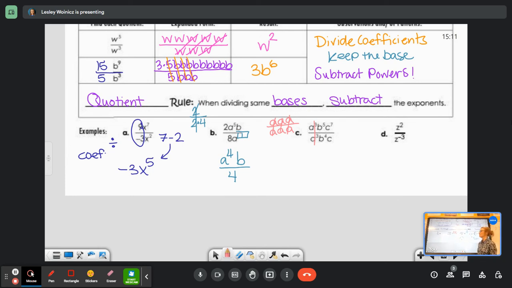All right, what about the B's? They're going to cancel. How many are left? 1, because 5 minus 4 is 1. What about the C's? Yeah, I have a C to the first down here, so it ends up being C to the 6th. That's it.